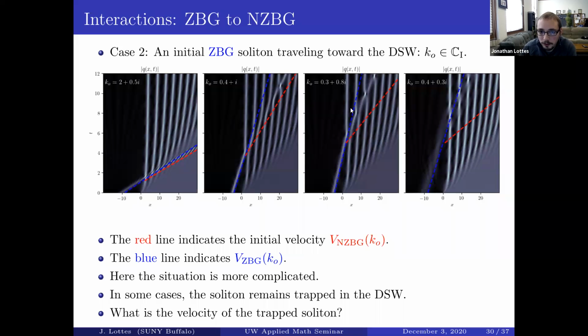However, in these other three panes, these are just other selections of eigenvalues. We don't see anything traveling with this non-zero background velocity. We do see something trapped in the DSW, and so we want to understand what is this structure in here, and what is, at least for now, the velocity of this structure in there.